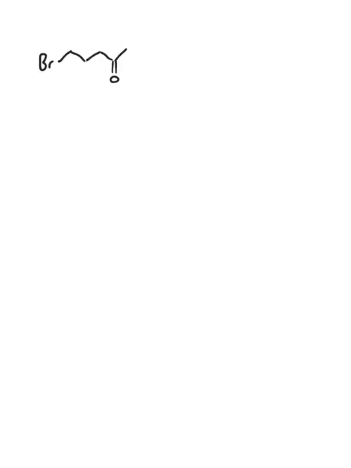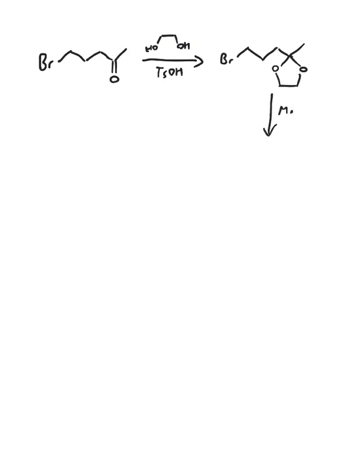If we start with this keto halide and we protect the carbonyl by making a cyclic acetal, for example, we will yield this species, this acetal. Now that the carbonyl is not there, we can react it with magnesium to give us our Grignard without any effect on that protected carbonyl.